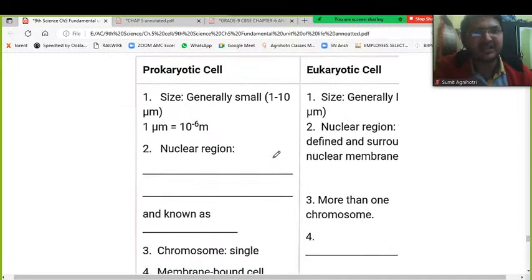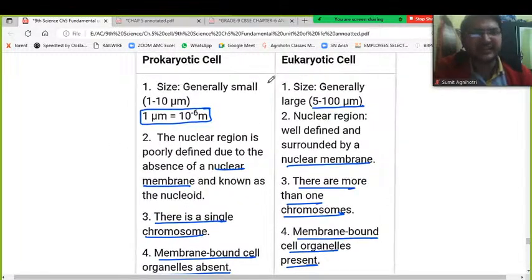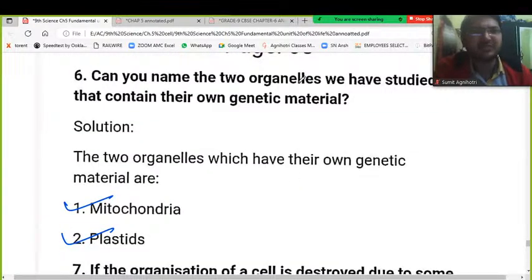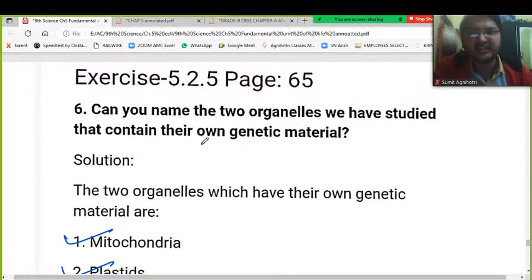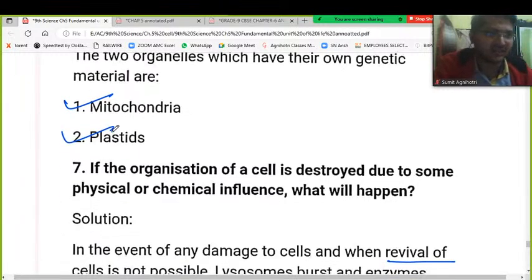I have already explained. Prokaryotic and eukaryotic, you can just go through this and fill this. Here I have filled even the size and there are these differences. Then we have, can you name the two organelles we have studied that contain their own genetic material? Mitochondria has its own genetic material. That's why they can create their own protein as well, because they have ribosomes as well. Plastid has its own genetic material.